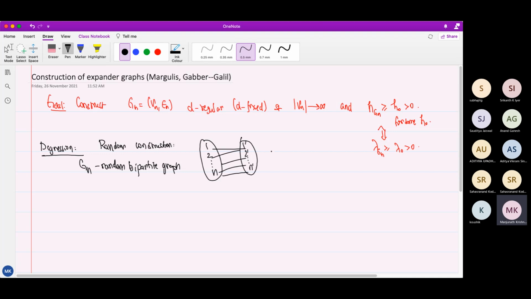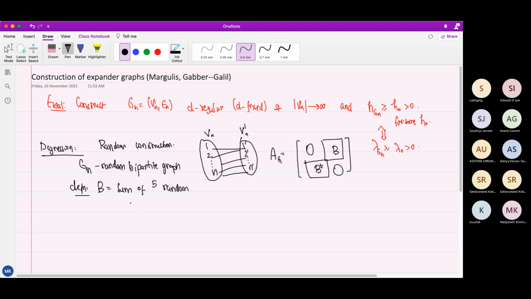So how does this adjacency matrix look? It will have two parts, V_n and V_n dash. It has 2n vertices. There are no edges within this part, and no edges within that part. So it will be something here and something here: some B and B transpose. This is how the adjacency matrix looks. Okay, so what is it? The definition is: B is the sum of 5 random permutation matrices.